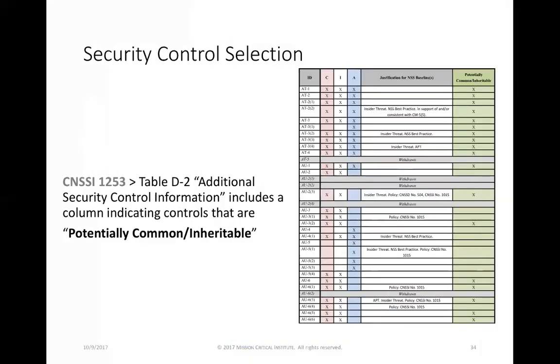Now if you look at CNSSI 1253 Table D2, which I don't know if you've seen yet or not, this has a chart that allows you to look at different aspects of the information, and it tells you what could be a common control for your system. This chart helps you determine some of that.